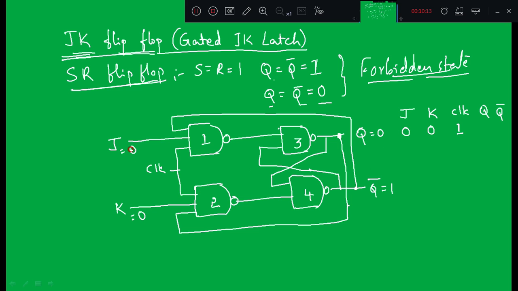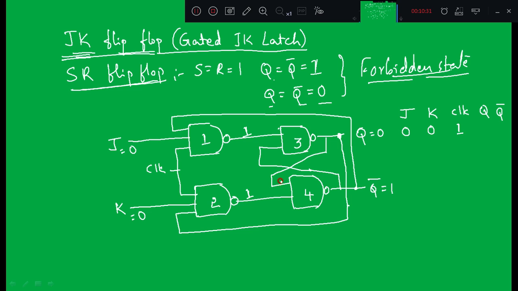So when one of the inputs is 0 for a NAND gate, the output of those NAND gates will be high, right? And when one of the inputs is high for a NAND gate, then it will wait for the second input, right?